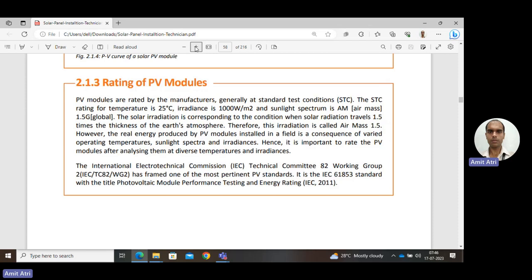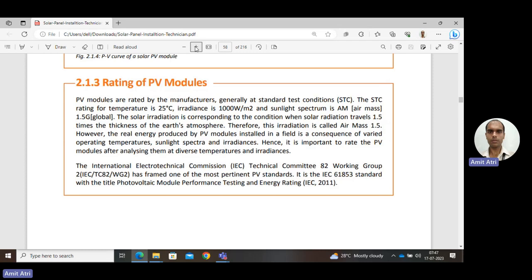The real power produced by a PV module installed in a field is subject to differences in temperature, spectra, and irradiance. So the power actually obtained may not be as much as specified. It could be less than the peak power. Beyond standard conditions, we also need to study the output under different conditions. In some areas the temperature is usually high, and in India many areas are like that. So the output will not be the same; it will reduce with increasing temperature.